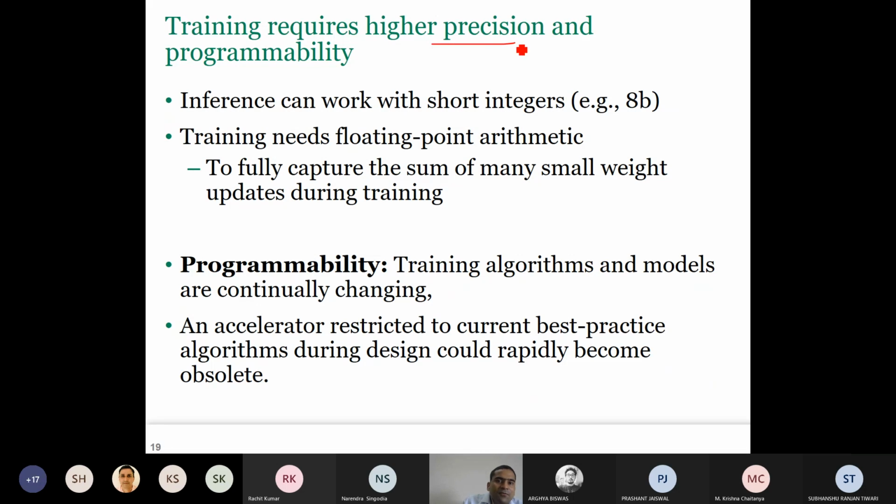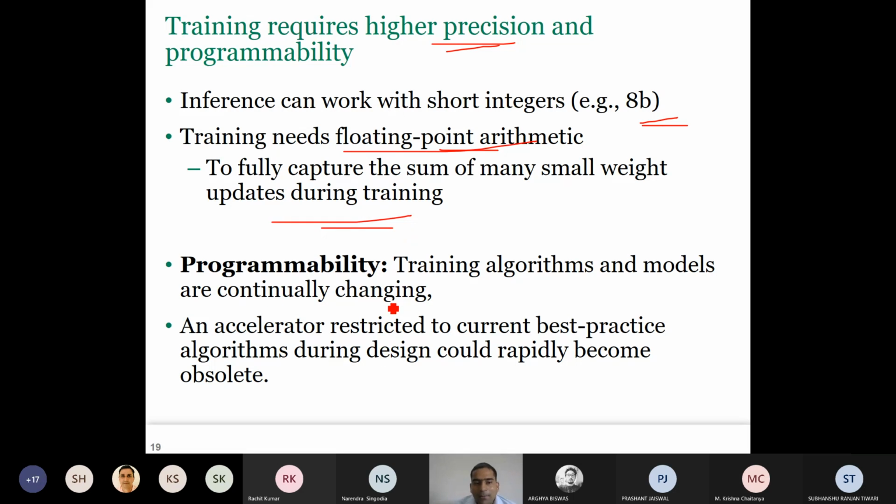Okay, what is the precision requirement? Training requires high precision. Inference can even work with short integers like 8-bit integers, or maybe 16-bit floating point, half precision. But training definitely needs floating point arithmetic to fully capture the sum of many small weight updates during training. That means we will be updating the weights by small amounts. If you just use integers, all of those values will become 0. So you need floating point arithmetic so that those values do not become 0.